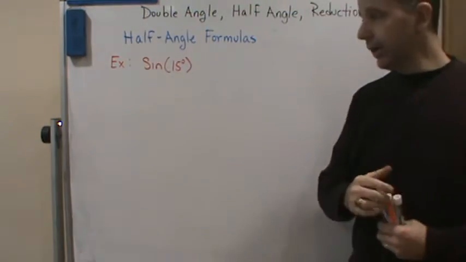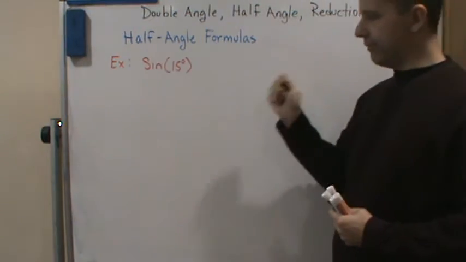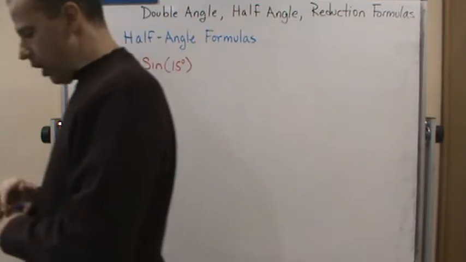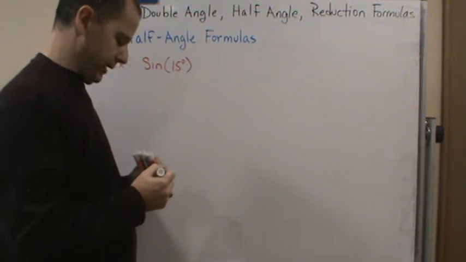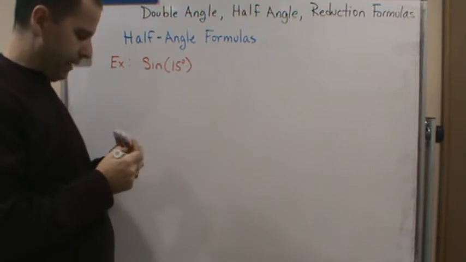Okay, so now what we're going to do is use the half angle formulas to find the exact answer for this problem. We have sine of 15 degrees. So how do we use the half angle identity?